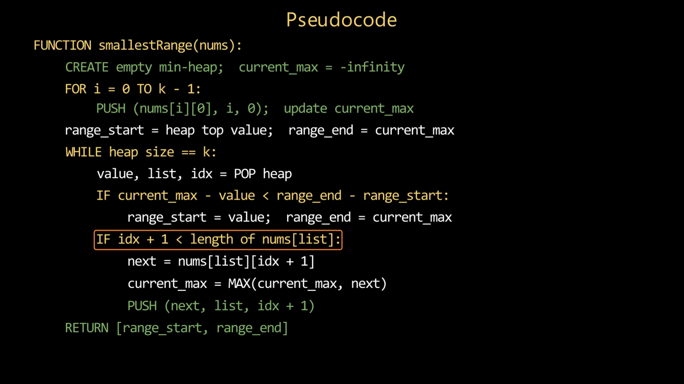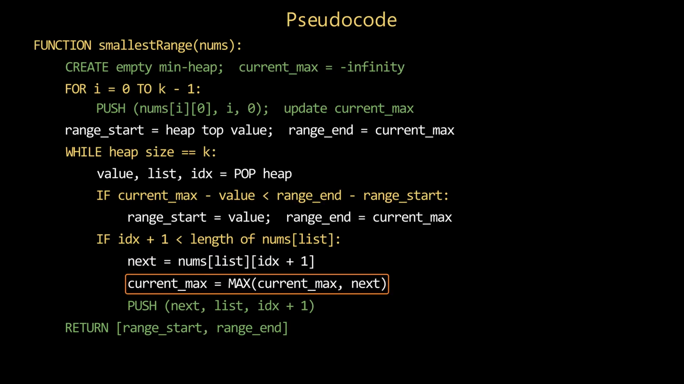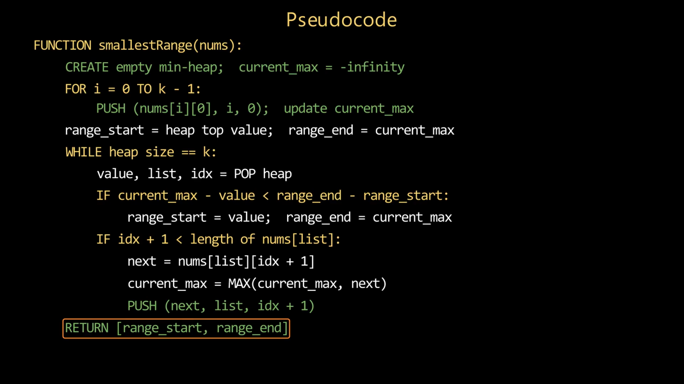We look at the next column in the list that owned that minimum. If a value is waiting there, we read it. We update the running maximum in case this new value is larger. And we push it back onto the heap so every list stays represented. If that list is exhausted, we skip the push and the loop ends on its own because the heap no longer has k entries. Finally we return the smallest covering range we recorded.